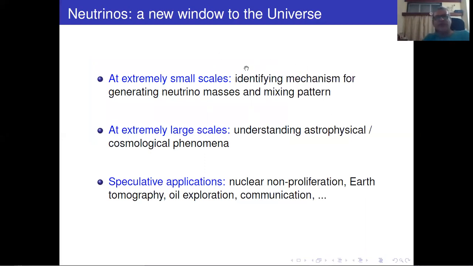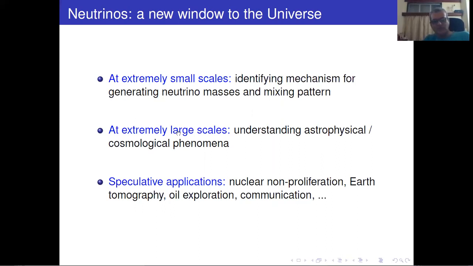So, to sort of wind up, neutrinos offer us a new window into the universe. You can look at the universe at extremely small scales, in the sense that you can identify mechanisms for generating mass and mixing patterns. Finding out the origin of neutrino mass is, of course, mainly a particle physics problem, something that's happening at very, very high energies. The mechanism must have taken place very early in the universe, and that's something at a very, very small scale.